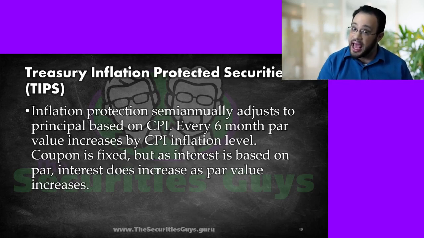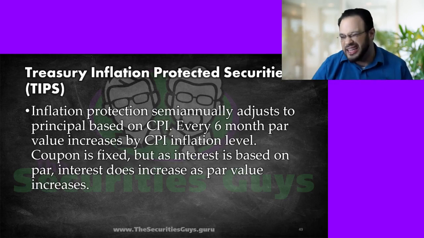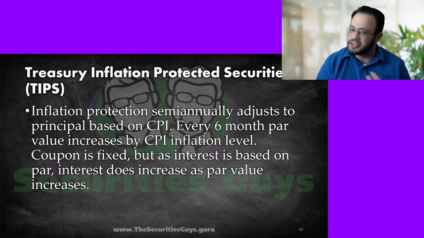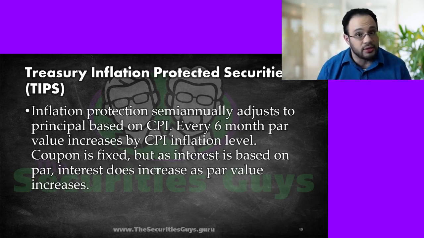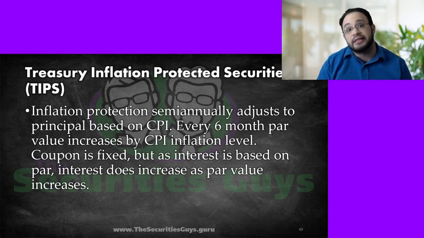The par value can go down, but it can never go below $1,000. You will always get your $1,000 back, even if inflation has been negative. It never has over that long a period, but still, it conceivably could be. But the coupon is fixed. The coupon doesn't change. But since the coupon is based on the par value, the semi-annual interest does go up over time as well. That's a TIP, a Treasury inflation protected security.